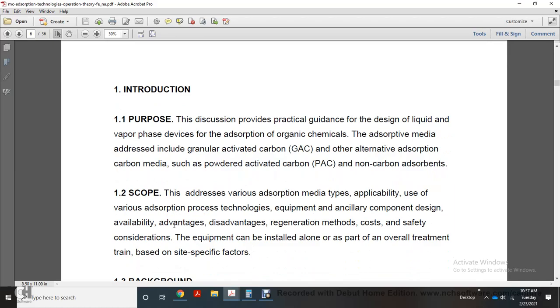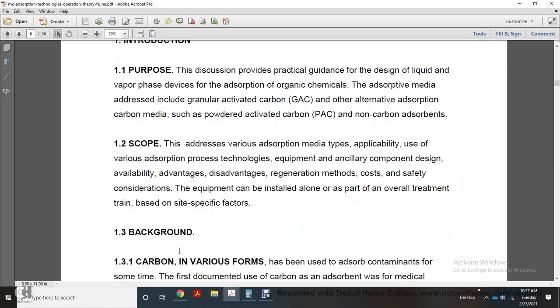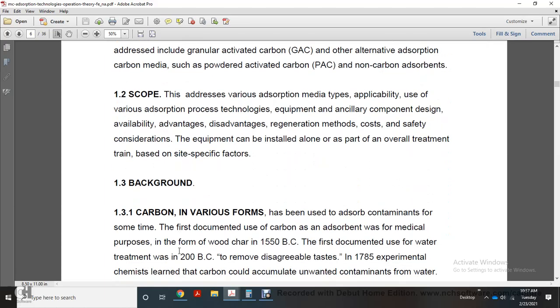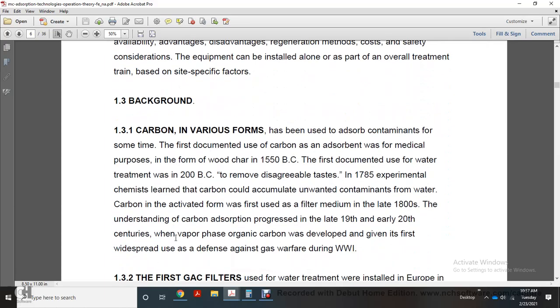Scope addresses various absorption media types, applicable use of various absorption technologies, equipment and ancillary component design, availability, advantages and disadvantages of regeneration methods, cost, and safety. Equipment can be installed alone or as part of an overall treatment train based on site-specific factors.